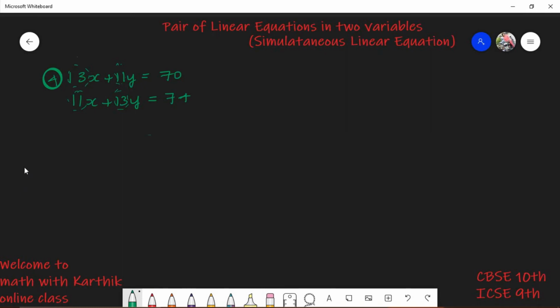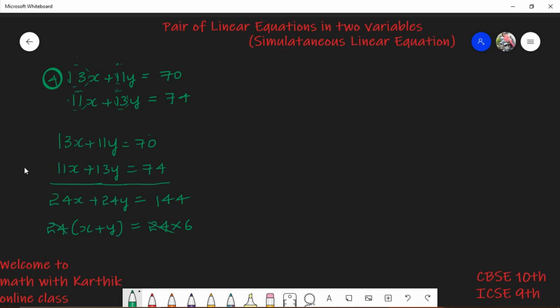Let me add both the equations. 13x plus 11y is equal to 70. 11x plus 13y is equal to 74. Now when you add both the equations, you get 24x plus 24y is equal to 144. Now take 24 common. So we get x plus y, and this 144 can be written as 24 into 6. 24 cancels on both sides. So x plus y is equal to 6. This is equation 1.